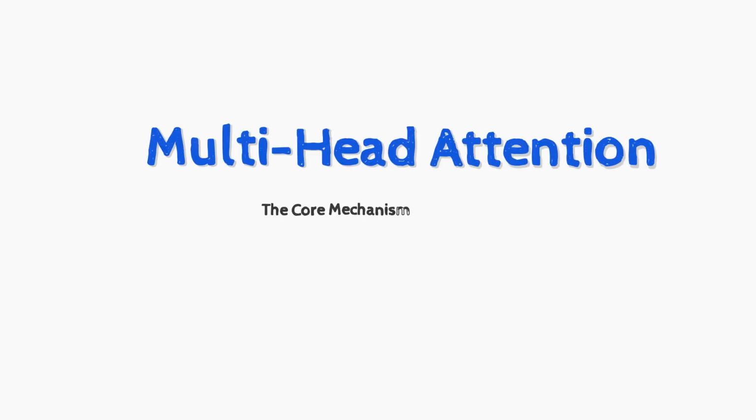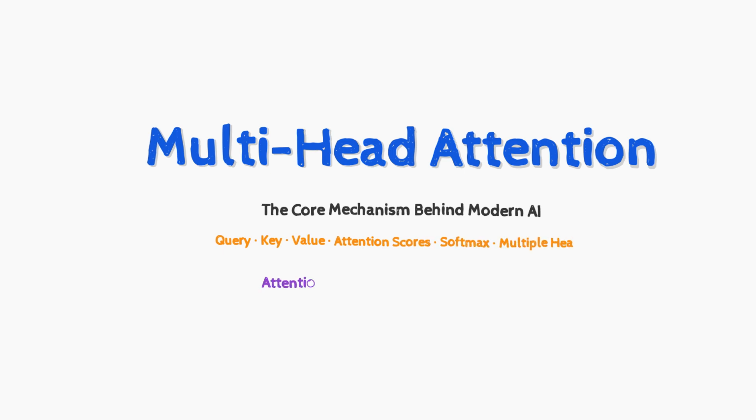Multi-head attention is the beating heart of every modern transformer model. From GPT-4 to DeepSeek to Gemini, this mechanism is what allows AI to understand context, relationships, and meaning across entire sequences of text. In this video, we will dive deep into exactly how it works: the query, key, and value matrices, the attention scores, the softmax operation, and why we need multiple heads. By the end, you will understand the complete mathematical flow and the intuition behind why this architecture has revolutionized artificial intelligence.